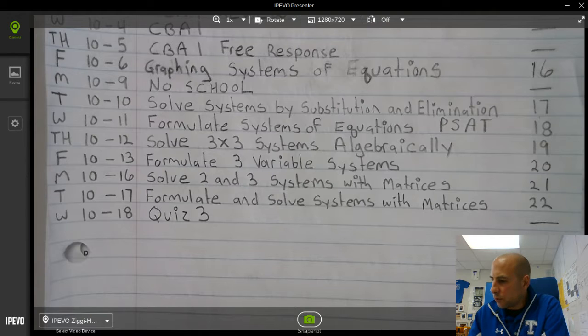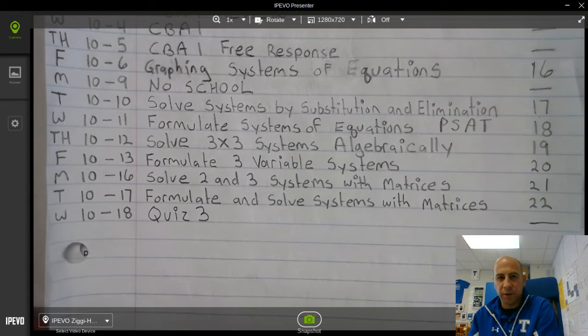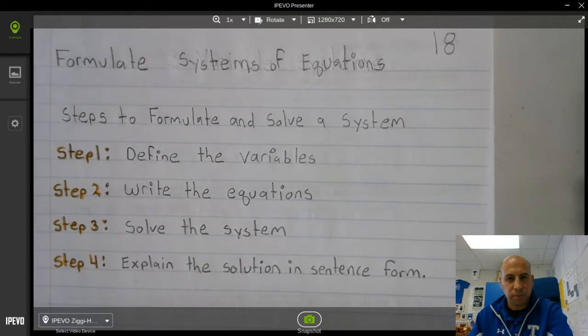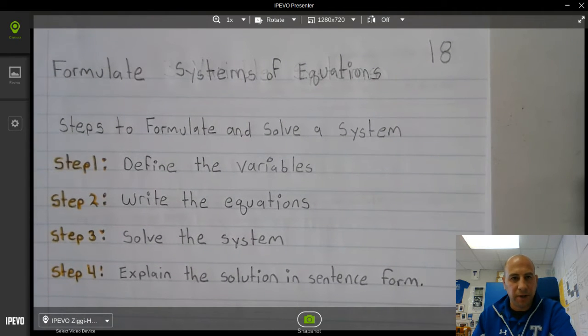So if you would pause the video and update the table of contents. All right, now your table of contents are updated. Let's take a look at our notes. All right, so we're on page 18, and we're formulating systems of equations.